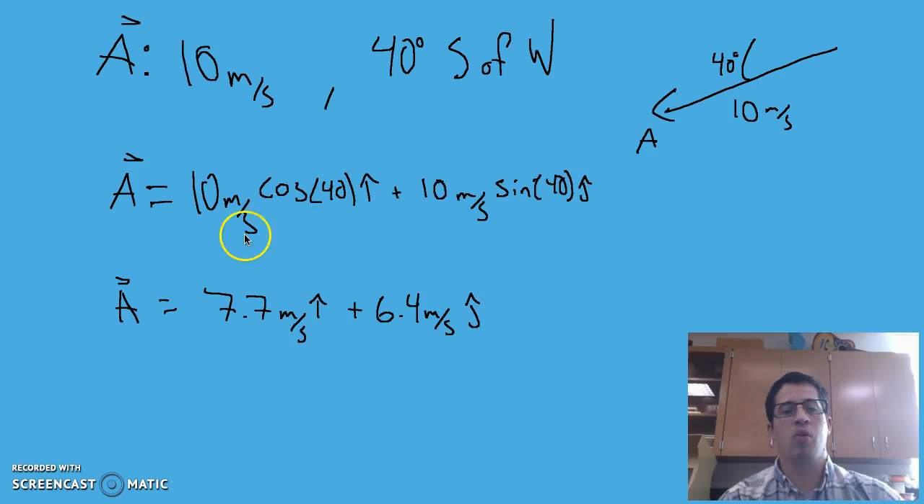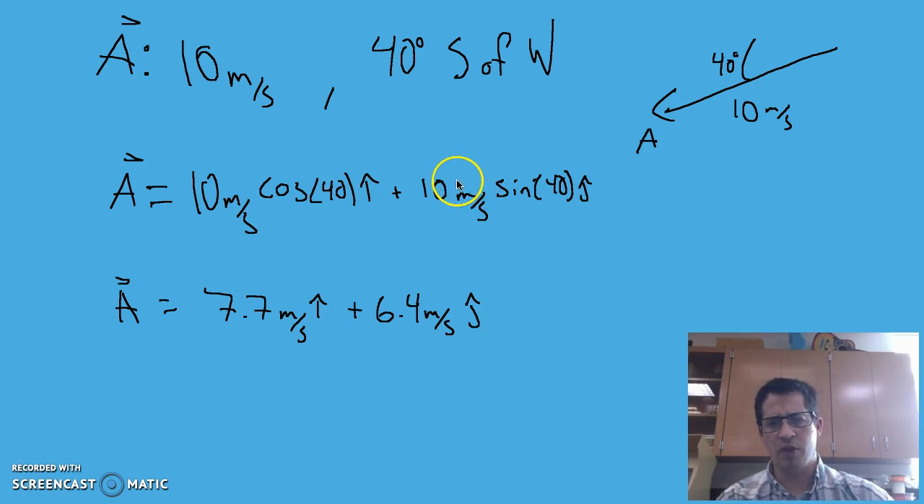To get the horizontal component, we multiply 10 meters per second times the cosine of 40 to get that horizontal projection. For the y component, we do the same, but we multiply instead by sine of 40 to get the vertical projection. This is what we get. However, this is not the same as that vector, and I'll show you why.